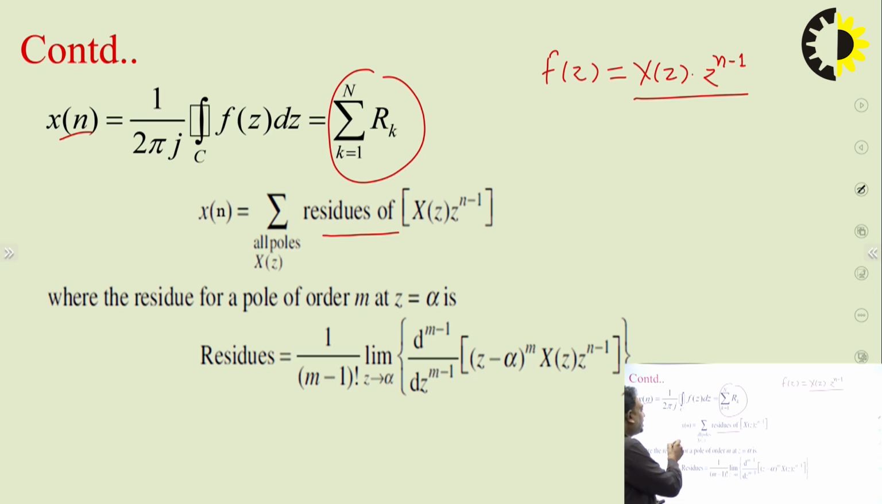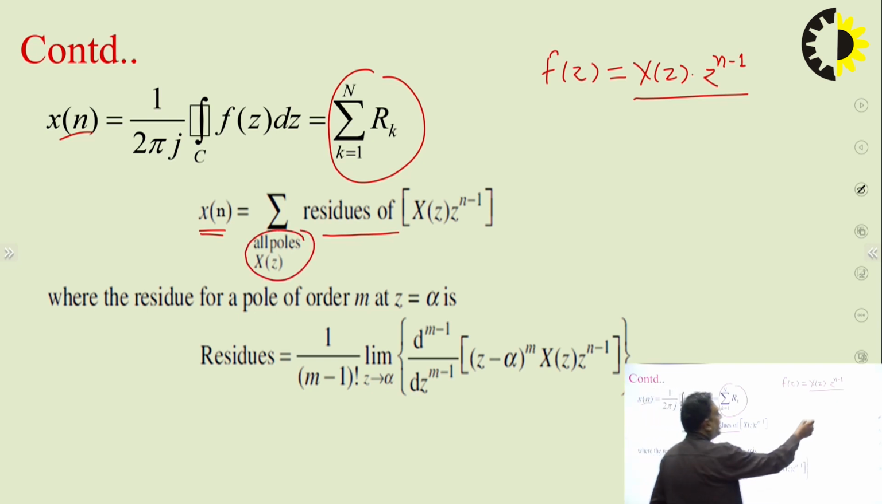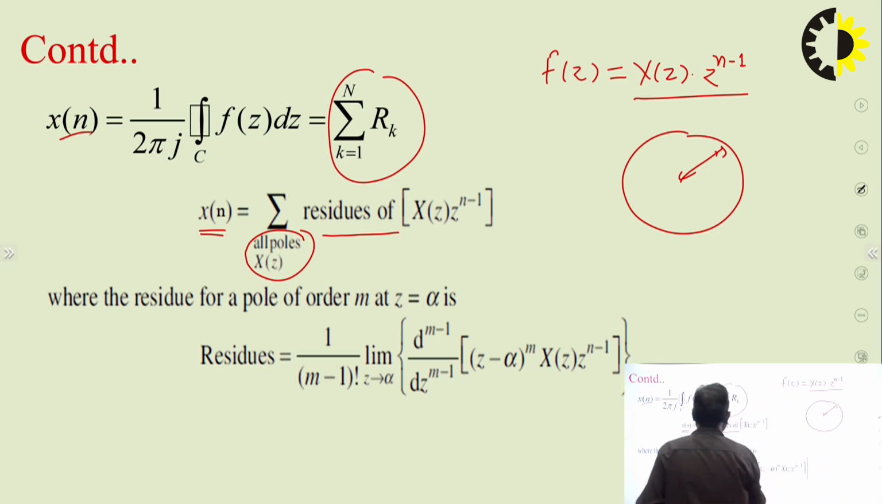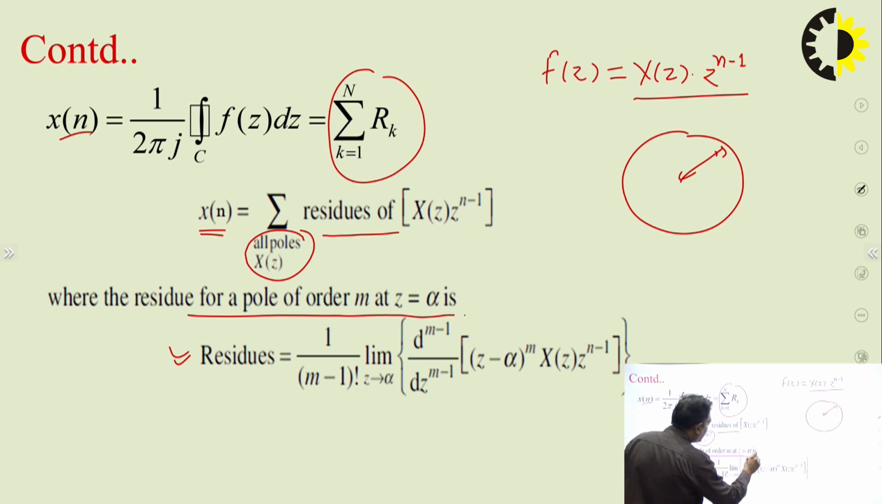So you can see here x(n), which is the inverse z transform, is nothing but the summation of the residues at all poles of X(z) which are lying inside this circle C. For those we will find out the residues. And how will we find the residue? Residues can be found using this formula, where the residue for a pole of order m at z equals alpha is given. So this is the formula based on which we can find the residue.